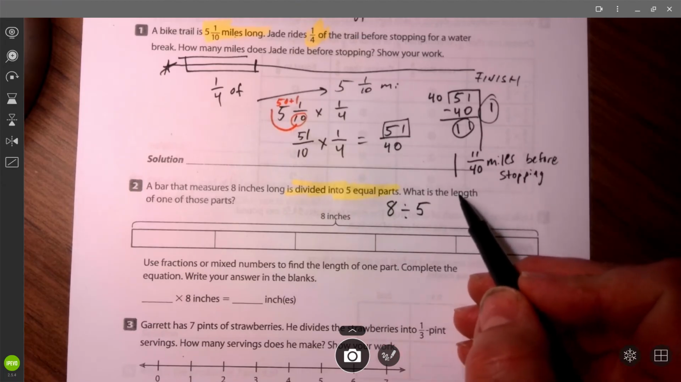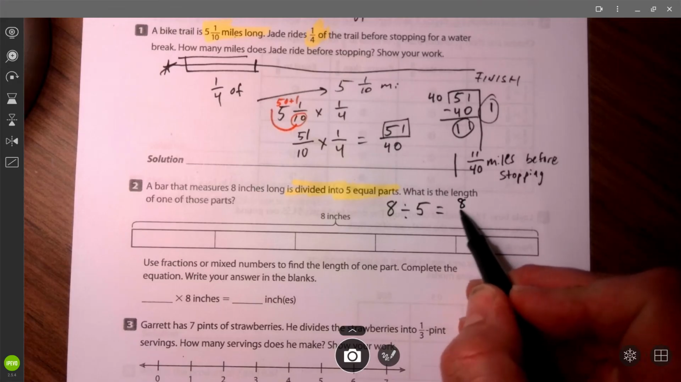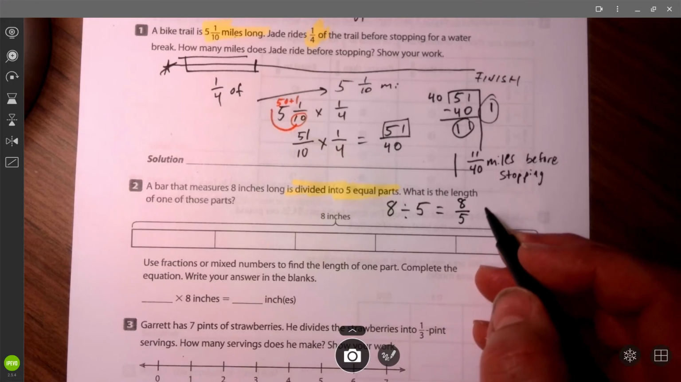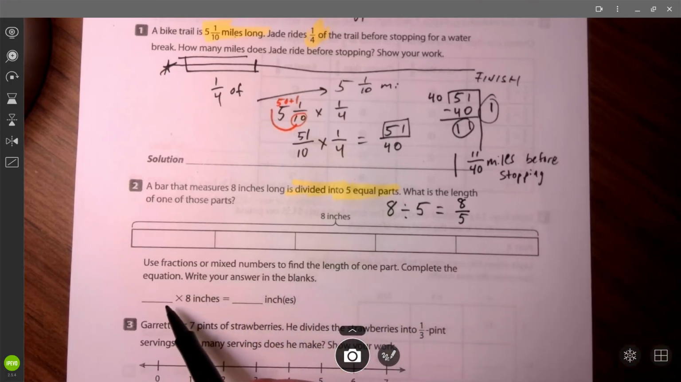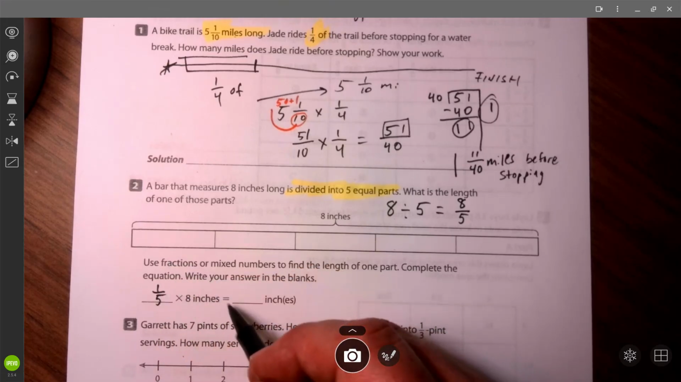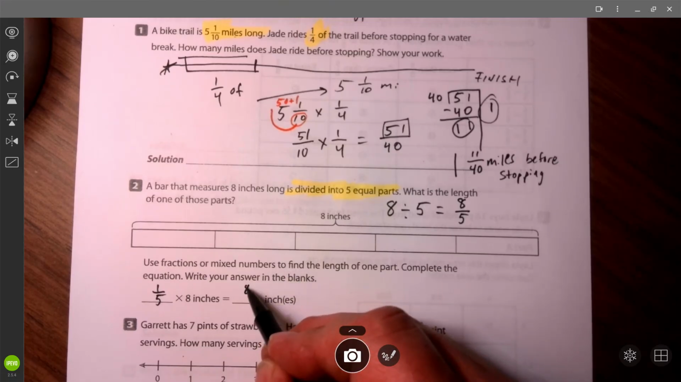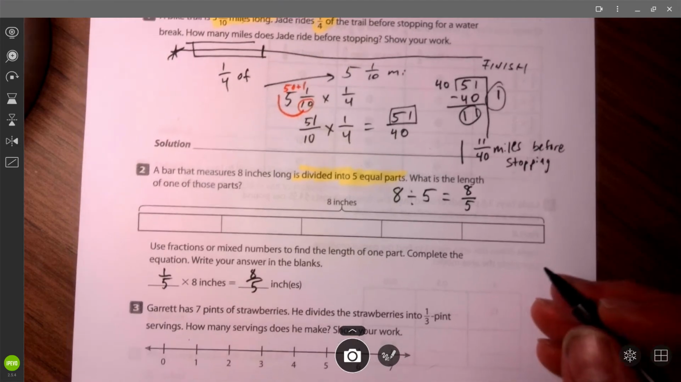And if you remember, we related division to fractions by doing 8/5 like that. Then the multiplication of this would be 1/5 times 8, or 8 whole groups of 1/5, which would be 8/5 inches, just like that.